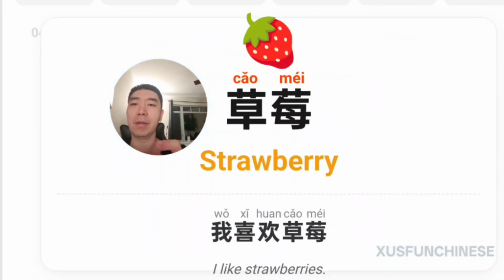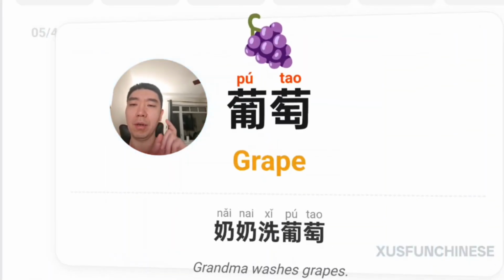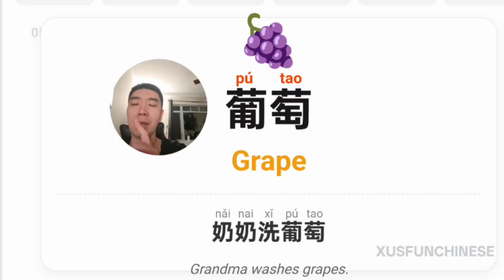我喜欢草莓。But the Hong Kong name for 草莓 is crazy. We can talk about that later. 葡萄。奶奶洗葡萄。The funny thing is that both characters of 葡萄 are just created for this fruit. So 葡萄 is definitely a phonetic, not from English, maybe from the ancient Persian, but this is a name that will not be used anywhere else.